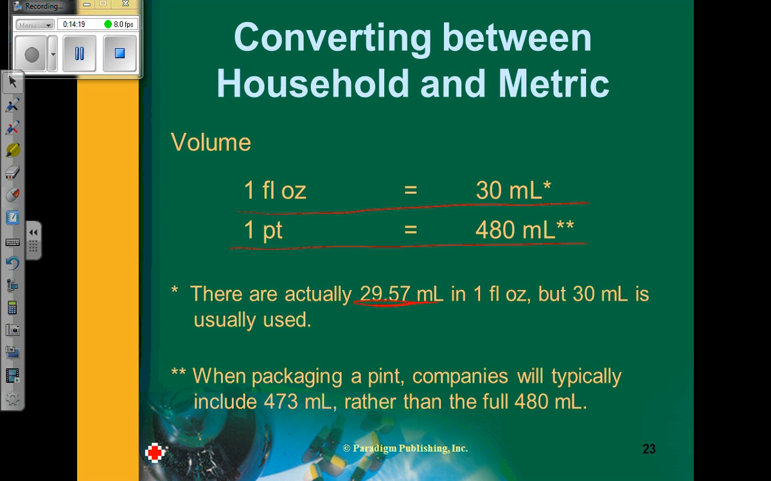When you're working in the pharmacy, when packaging a pint, companies will typically use 473 because they're using the accurate amount. So 1 pint, the accurate amount is 473 rather than the 480. When you see a bottle that says 473, that's because they use the accurate amount and not the rounded version.